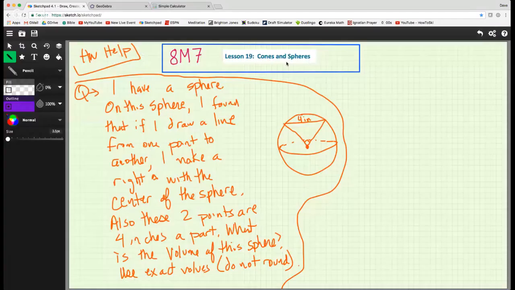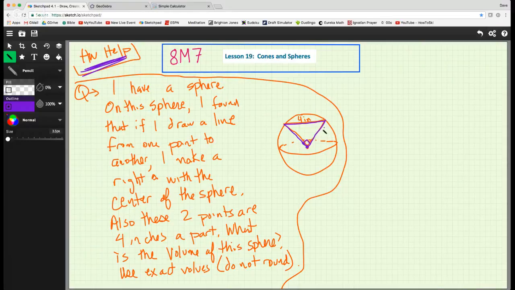And this is a problem that exists. This is on your homework. This is homework help, because you have a problem like this. So you have this sphere. And you found out that if on this sphere you drew a line inside the sphere from one point to another, and then you connected those 2 points to the center, in other words, drawing a radius, that it would make a right angle. You just found this magic point. Not all points will do this, but you found one. You found 2 points where that's true, and then you measured the distance on those 2 points, and it was 4 inches.